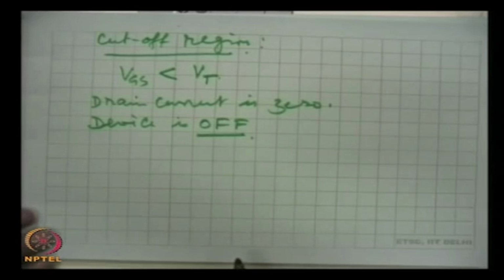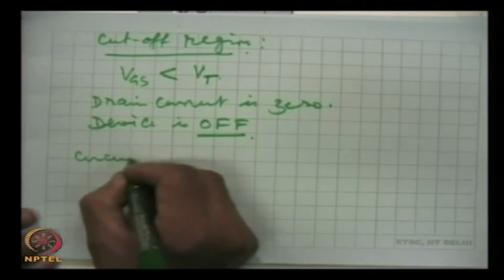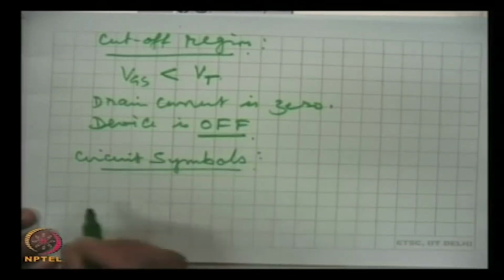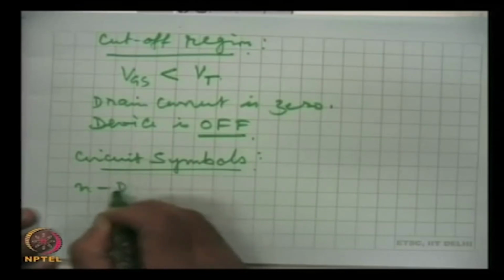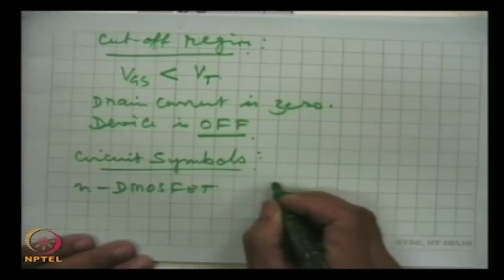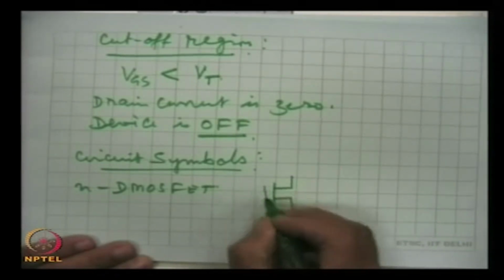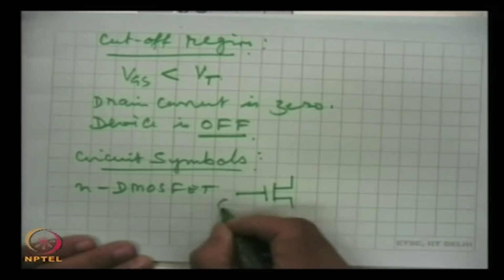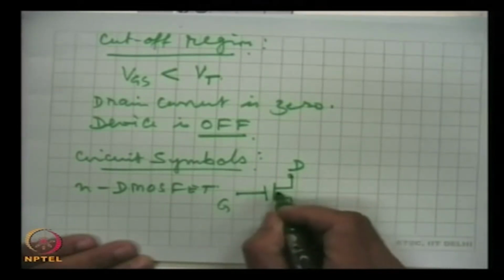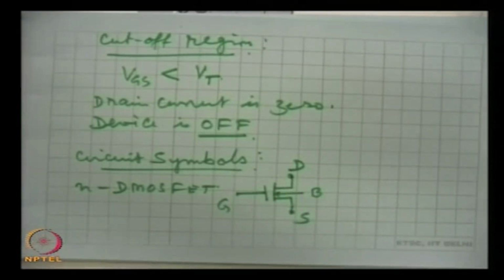Now, about the circuit symbols for the depletion MOSFET. For n channel depletion MOSFET, the one symbol is this. This is gate, this is drain, this is source, and with the arrow this is substrate, B is the substrate.